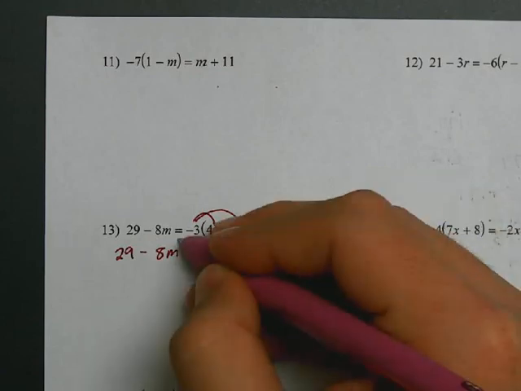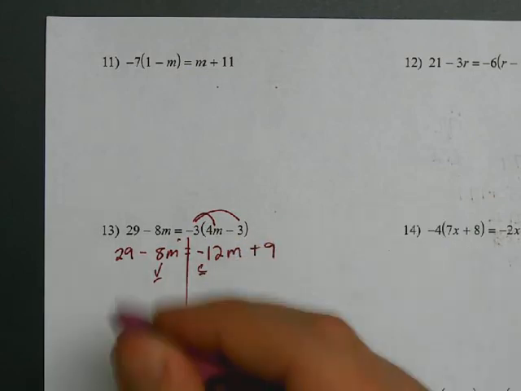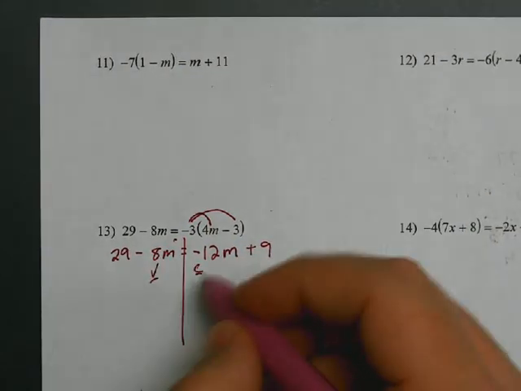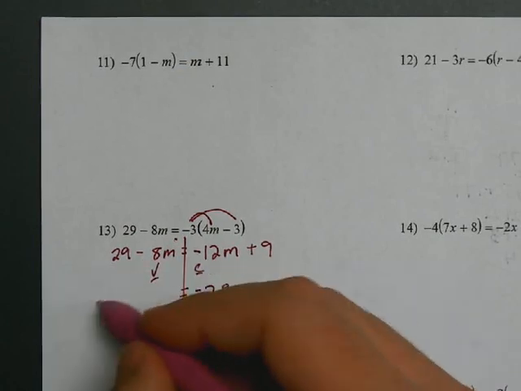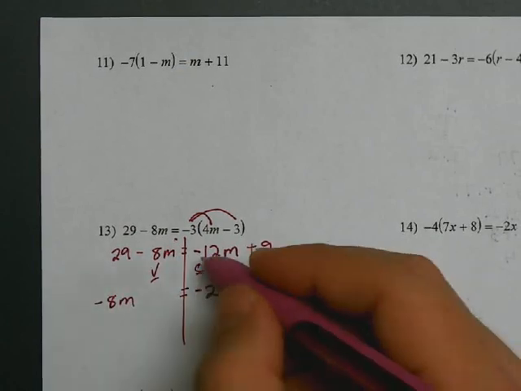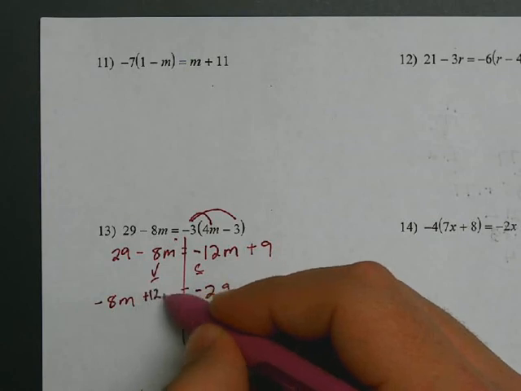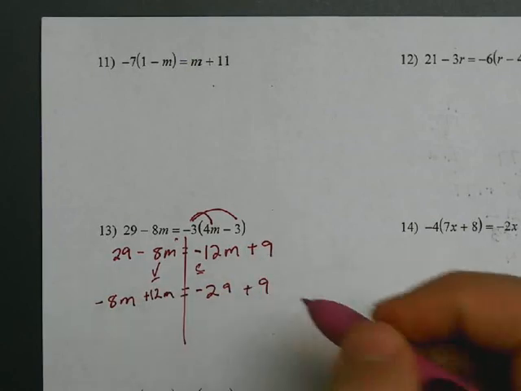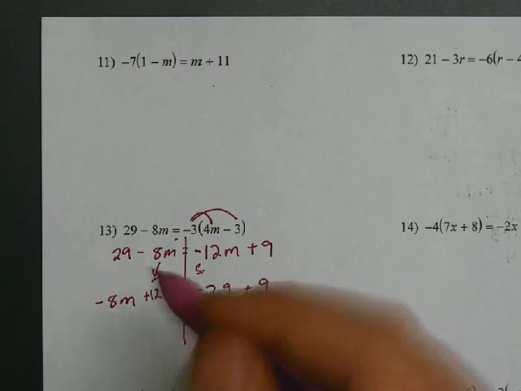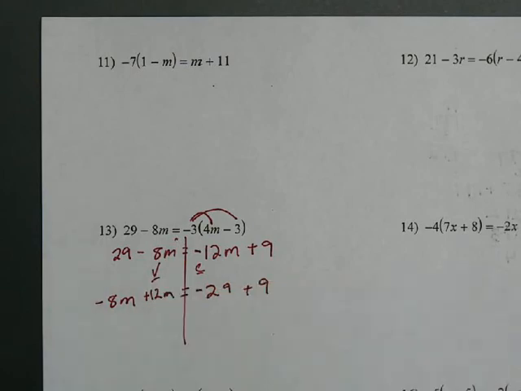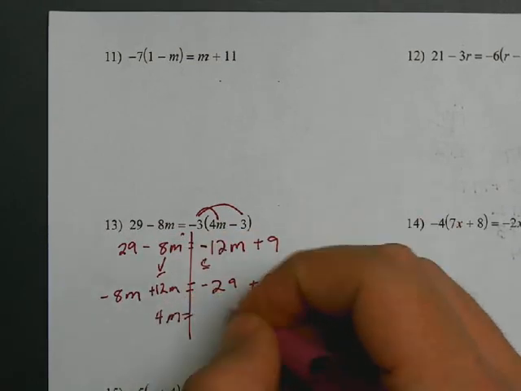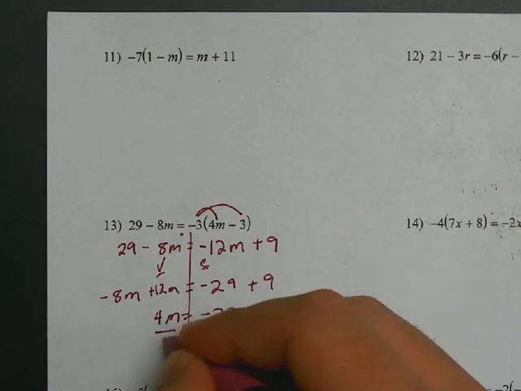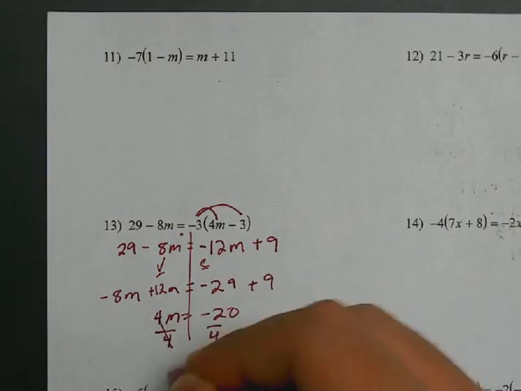From there, I've got variables, constants. 29 is a constant, move it over, change the sign. 8m is a variable, drop it. Negative 12m is a variable, move it over, change the sign, and then 9 is right here. So negative 8 plus 12, if the signs are different, just take the difference, take the sign of the bigger number. So that would be 4m. And then negative 29 plus 9 would be negative 20. Divide both sides by 4, and you get m equals negative 5.